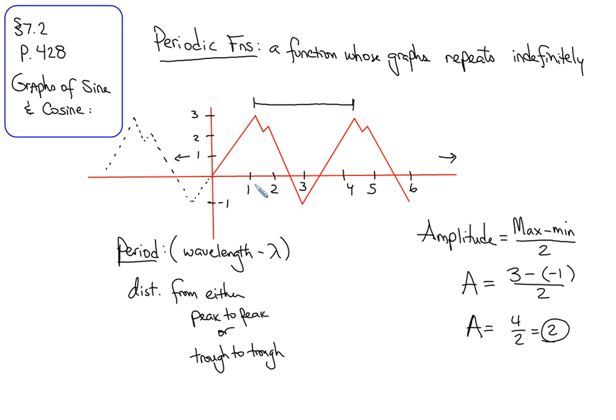And so the distance between those two peaks is the distance from 1. I should have made this a little bit farther over, but you get the idea. From 1 to 4, that's a distance of 3 units. Whether I go from peak to peak or trough to trough, notice from 3 to 6 is also a distance of 3 units. So our period here would be 3 units. Every 3 units in the x direction, our graph repeats one cycle, one period.